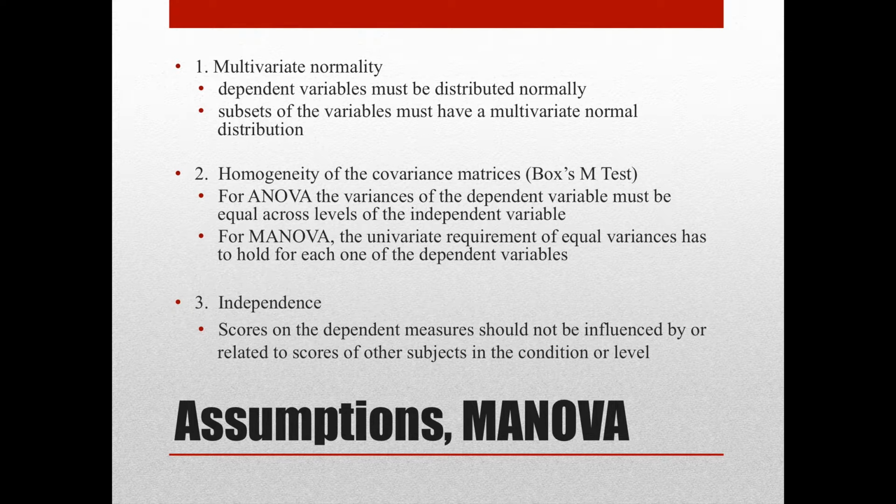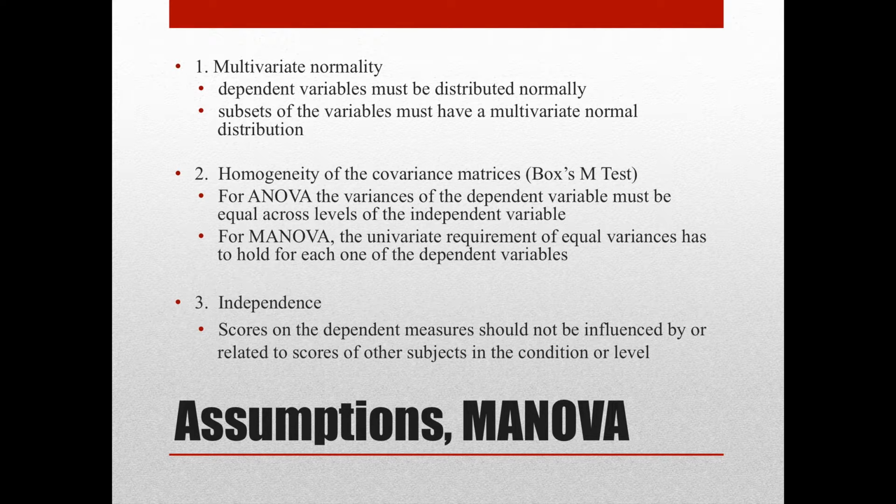The second thing, homogeneity of the covariance matrices. For ANOVA, the variances of the dependent variable must be equal across levels of the independent variable. For MANOVA, the univariate requirement of equal variances has to hold for each one of the dependent variables. So to keep from running multiple Levene's tests, there's something called Box's M test that we'll talk about.